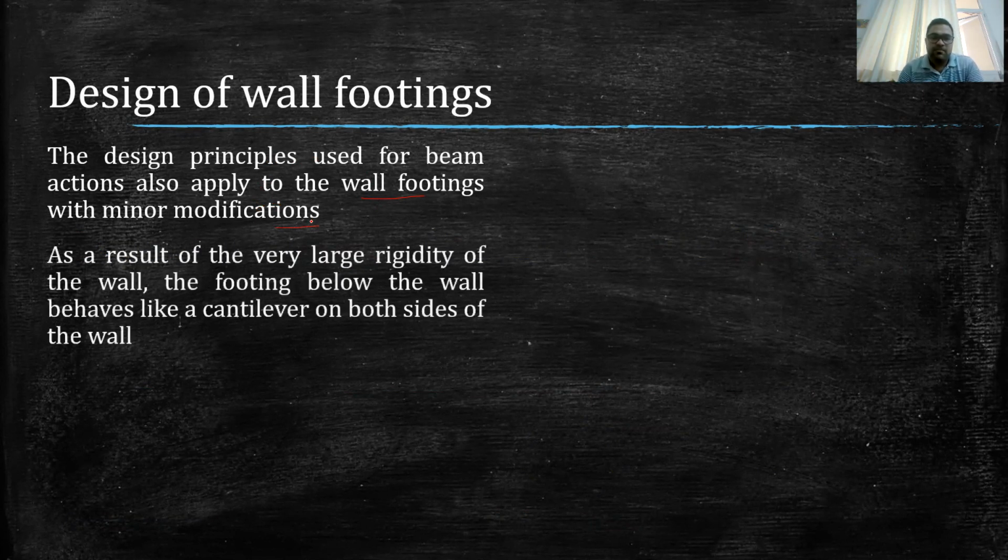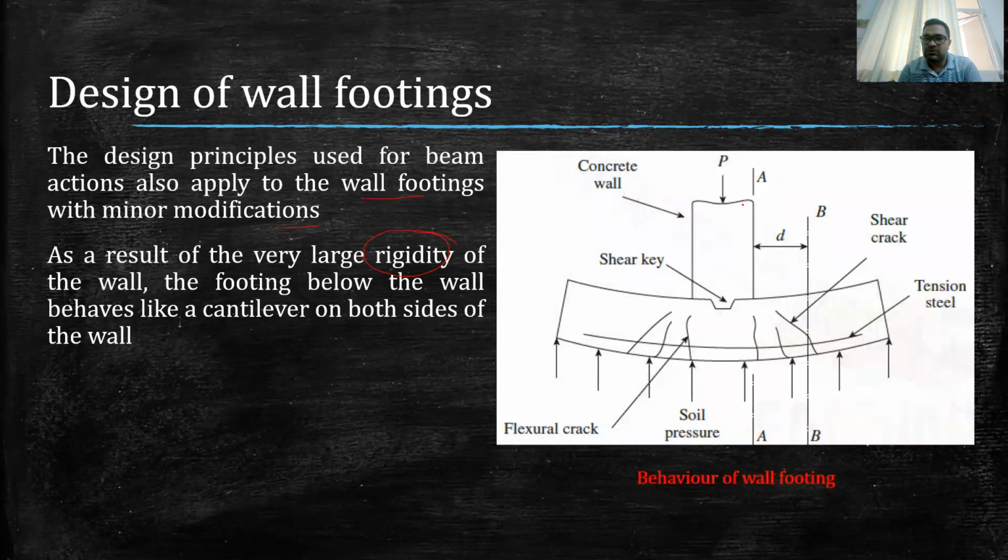Basically, when we have a very large wall resting on the footing, because of this large wall we have a very large rigidity. And because of this large rigidity, the footing basically deflects in the form of a cantilever. I will show you that in this diagram also. So you can see here, because of the long wall, the footing generally deflects like a cantilever, which means this position remains at its original position, but this part and this part are deflected like a cantilever beam.